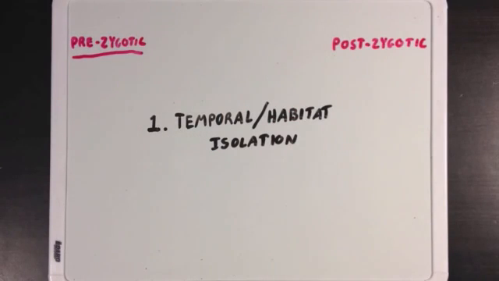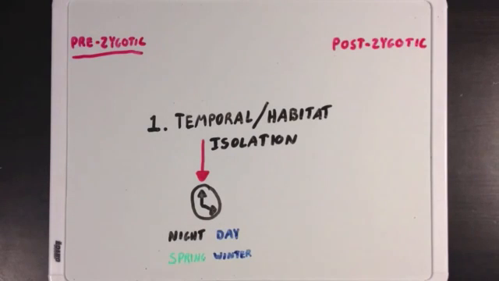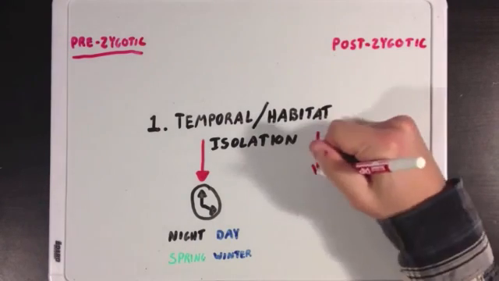And temporal isolation refers to the fact that not all organisms mate at the same time. Some may mate at night, while others mate during the day. Some may mate in spring, while others mate in winter. If two organisms do not find mates at the same time, then they are temporally isolated.